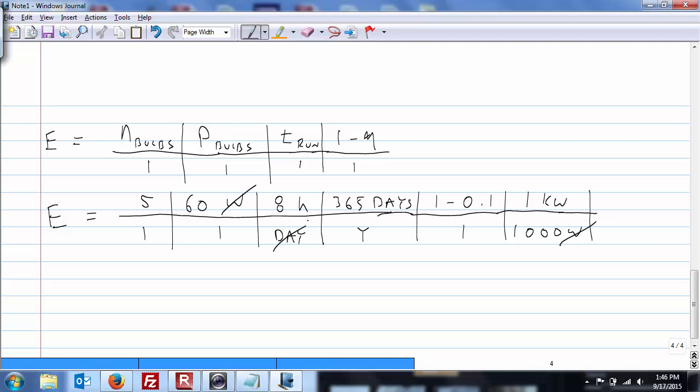I will scratch through the days. And what I'm left with are kilowatt hours per year, which is exactly what the question asked for: how many kilowatt hours per year get turned into heat? So I've taken care of the units. Now it's just a matter of arithmetic.